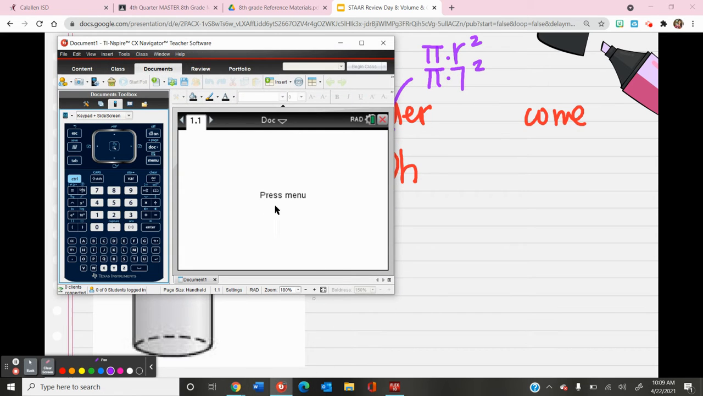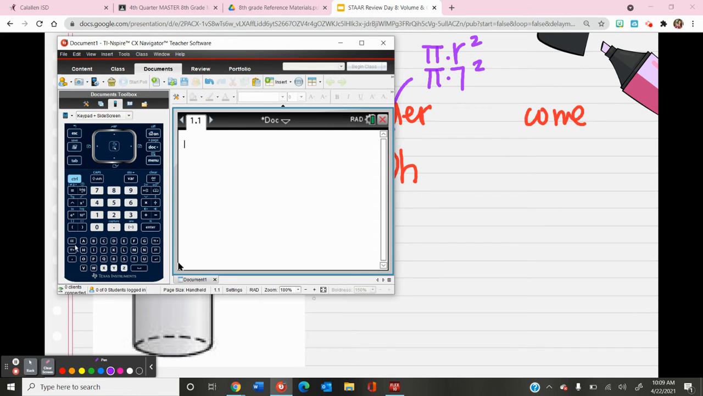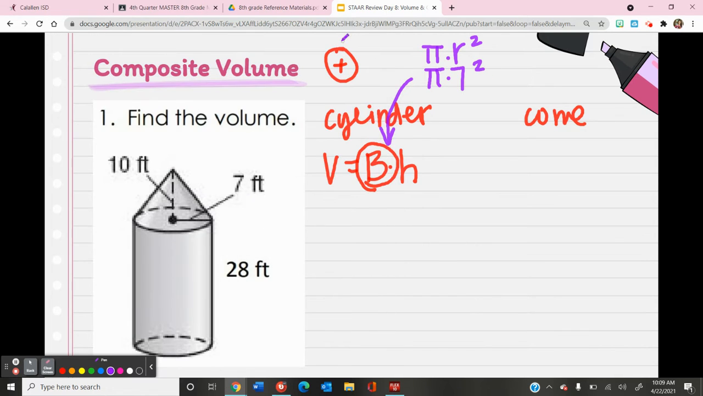I need to go ahead and open up my calculator, and I need to plug this in. See what it equals. So I have pi times 7 and then squared. Enter. We get 153.938. We're just going to round that to 153.9. So the area of my base is 153.9.